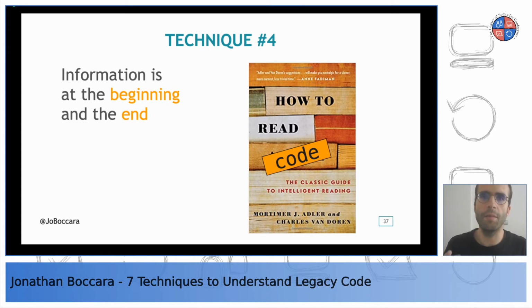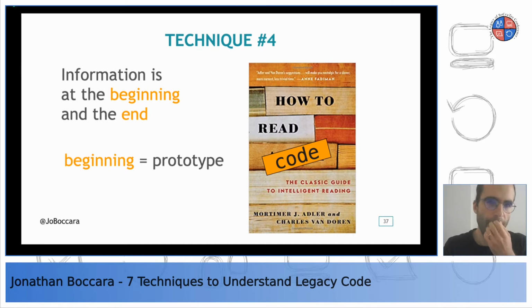So how does this apply to code? If we think about a function, then the beginning is the prototype of the function: the name, the return type, and the parameters. That makes sense, and that's what we would read in the first place in general. Now, what's more interesting is to think about what the end of a function is. What does that mean, the end of a function? Well, let's see an example.